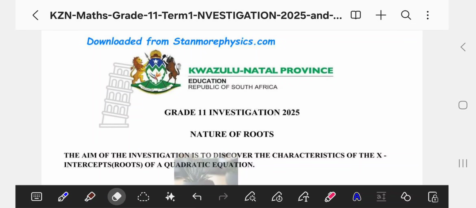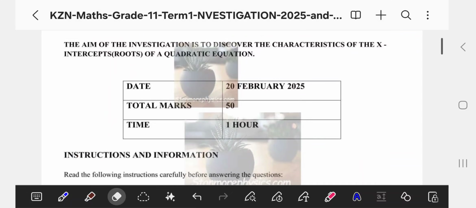In this video, I'll be working through last year's grade 11 term 1 math investigation. This was the paper that was written by the KZN province, and it is based on nature of roots. The aim of the investigation is to discover the characteristics of the x-intercepts or roots of a quadratic equation. So nature of roots, but it also centers around the quadratic formula.